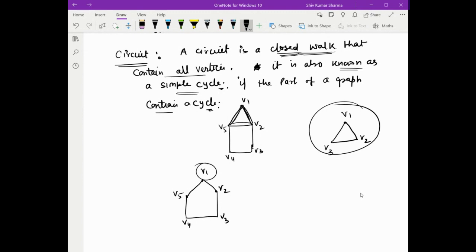That means the initial and ending vertex are the same, so it constructs a circle, known as the simple cycle. This is the simple cycle, and this is the circuit or cycle graph. Circuit or cycle graph, both are the same. So we studied walk, open walk, closed walk, trail, path, and circuit.